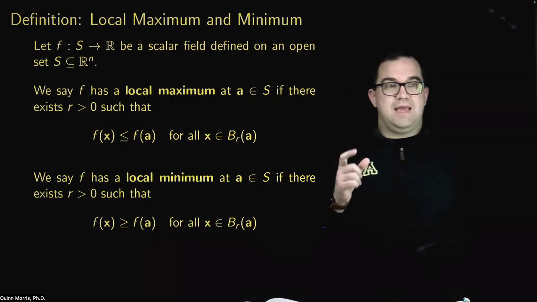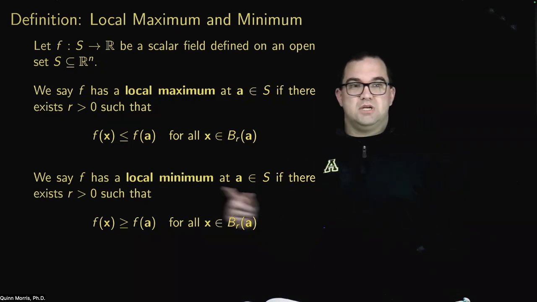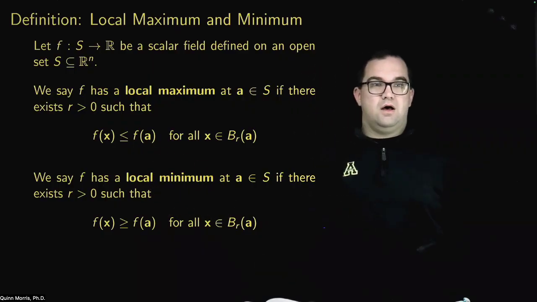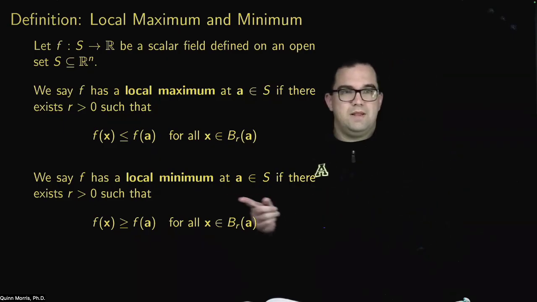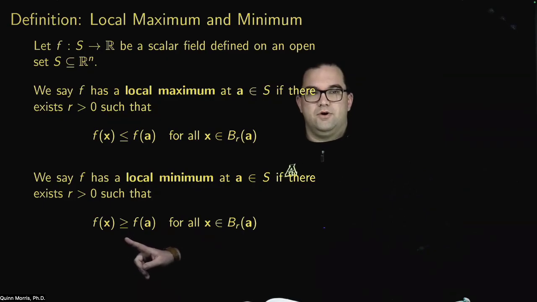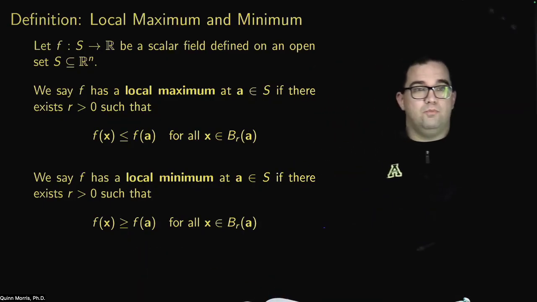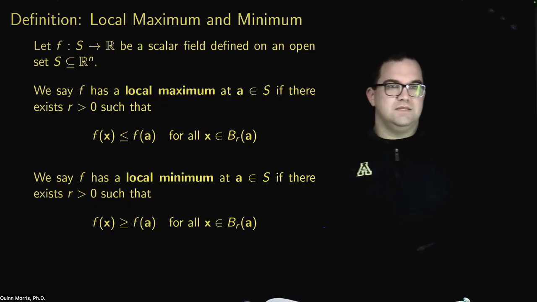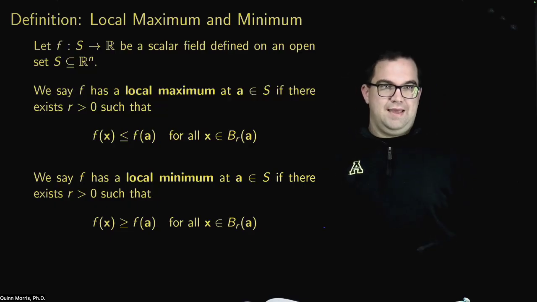So if there is some neighborhood of a such that f(a) is the largest value f takes on that neighborhood, then we're at a local maximum. And similarly, for a local minimum, we define it in a similar way. We simply reverse the inequality and say that f has a local minimum at a if there exists an r greater than 0 such that f(x) is greater than or equal to f(a) for all x in the ball of radius r around a.